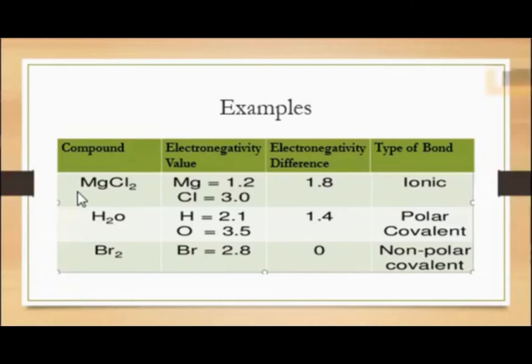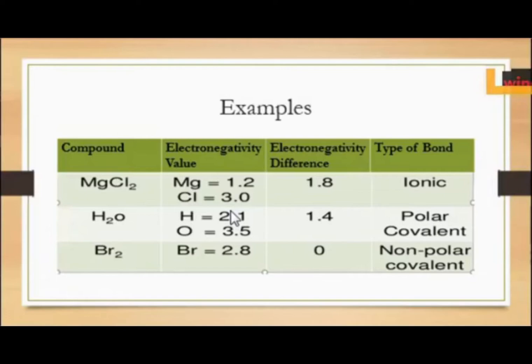First we have magnesium and chlorine. The electronegativity difference is 1.8 because the electronegativity value of magnesium is 1.2 and chlorine has 3.0. So the difference is 1.8, and it will result in an ionic bond.